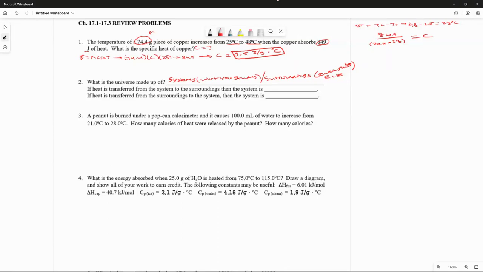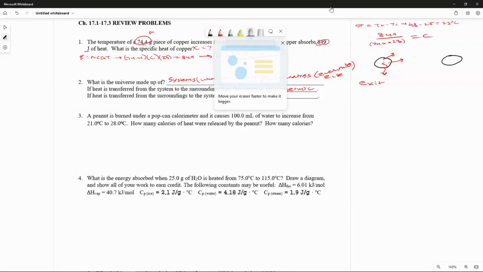Heat is transferred from the system to the surroundings. Think of a ball, a big ball here. If heat is transferred from the system, the ball, to the surroundings, so heat goes out, horrible squiggly lines, but heat goes out, the heat exits the system. That's exothermic. Exit, exothermic.